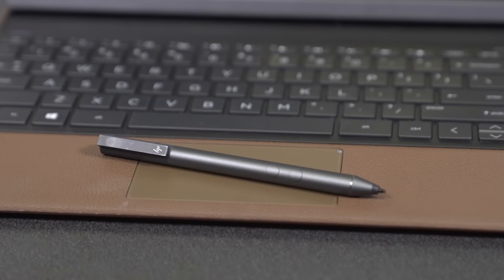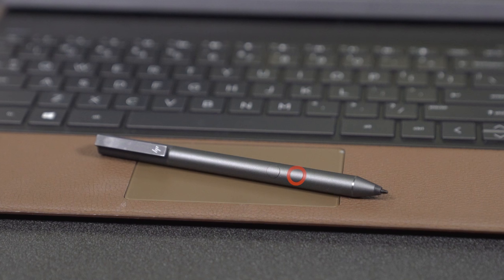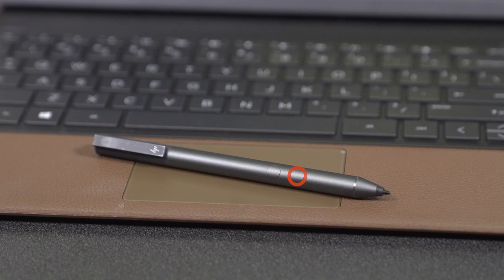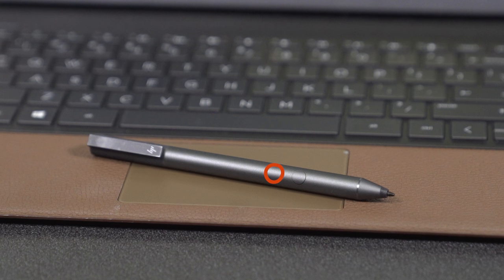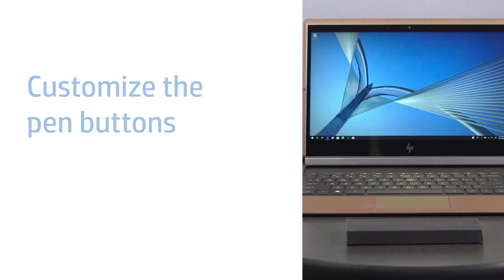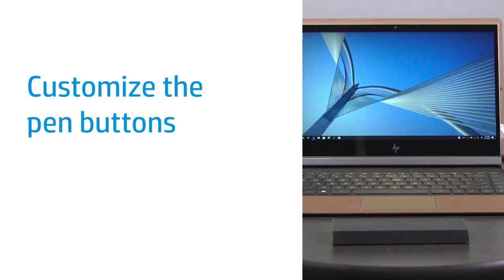There are two buttons on the pin. By default, the button closest to the pin tip is set to erase. The button farther from the pin tip is set to select an item or right-click. Customize the pin buttons in the HP Pin Control app.